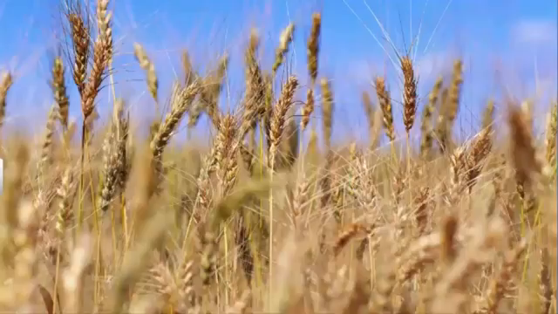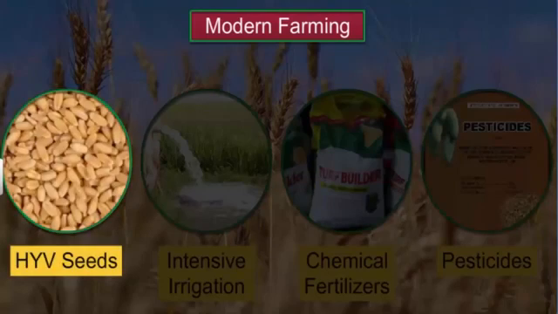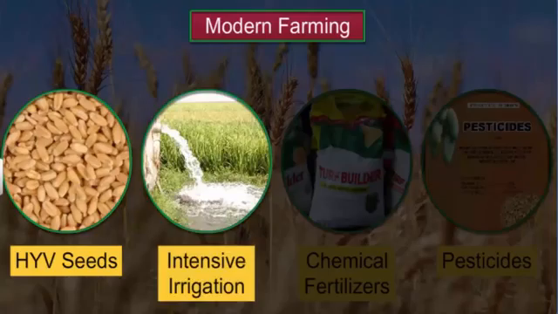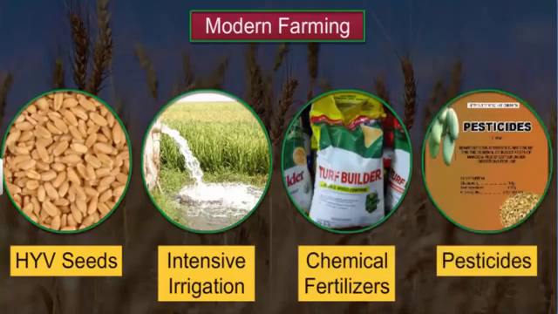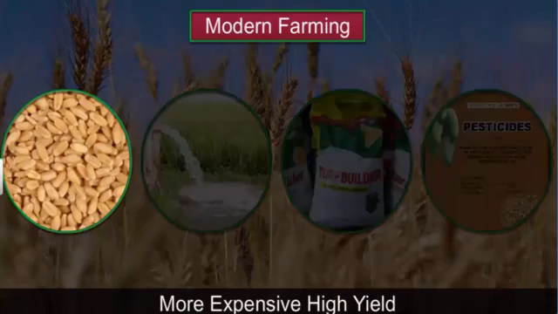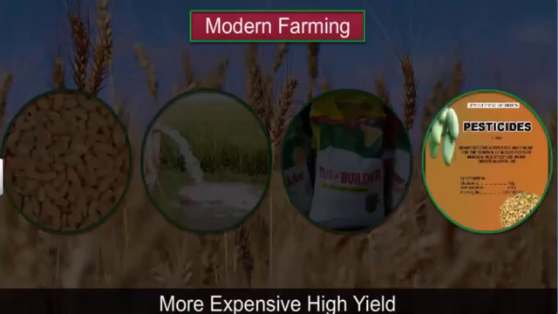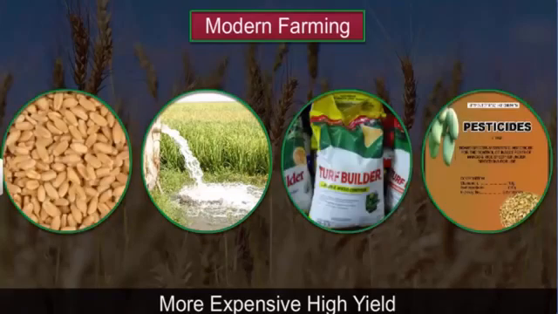The Green Revolution in the 1960s introduced modern farming methods that used high-yielding varieties, or HYV, of seeds that required a lot of water and the application of chemical fertilizers and pesticides. Modern farming is more expensive as the farmer has to purchase HYV seeds, fertilizers and pesticides, and also has to pay for electricity and for the installation of tube wells for irrigation. However, the crop yield is very high as compared to traditional farming.